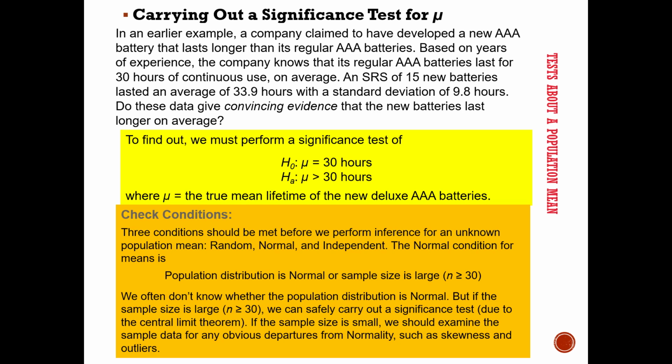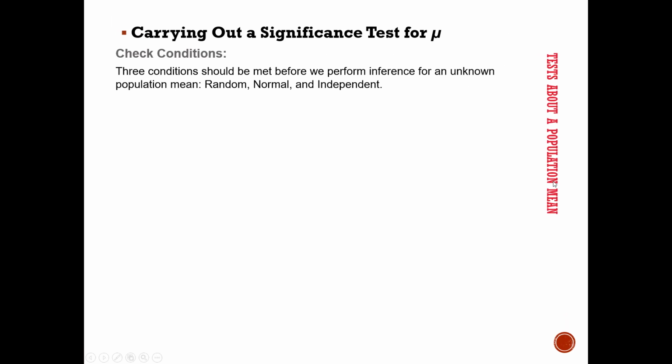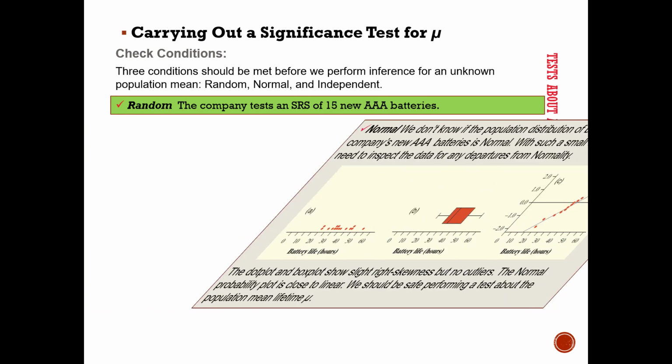In this case, we have a small sample size. So we really need to look at the sample data, which I think is in the textbook somewhere, for any obvious departures from normality, such as skewness and outliers. So I'm actually going to show you that data on the next slide. And here, I'll just show you the checks.